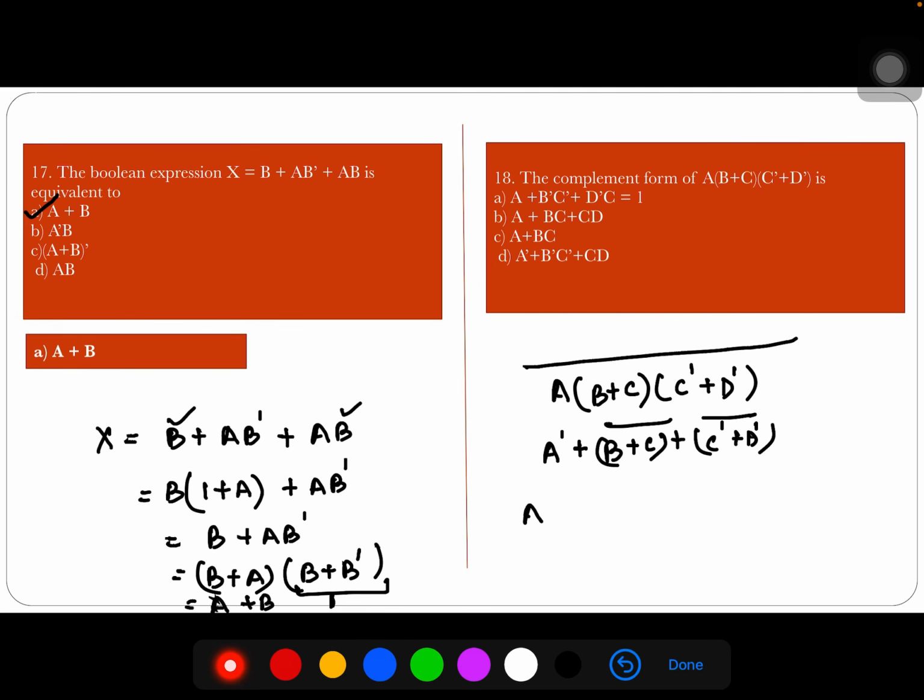Okay. Now I'll again apply De Morgan. It will become this and it will become this, because the complement of the complement of C will become C. So it will be CD. So it will be A bar plus B bar C bar plus CD. Okay. I think D is the correct option. So let us see. Yes, D is the correct option.